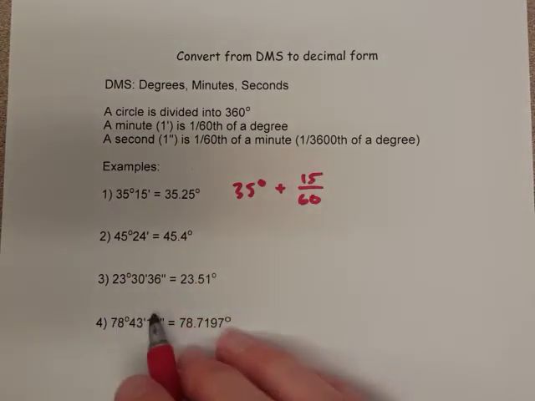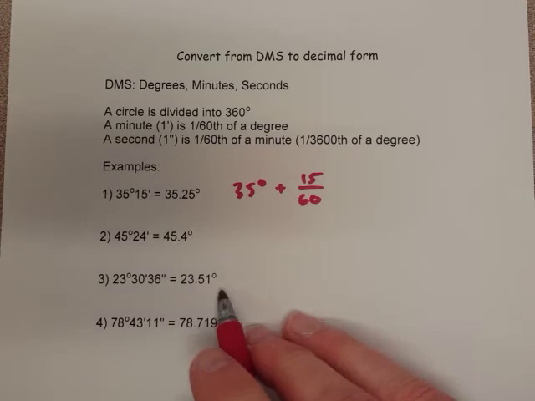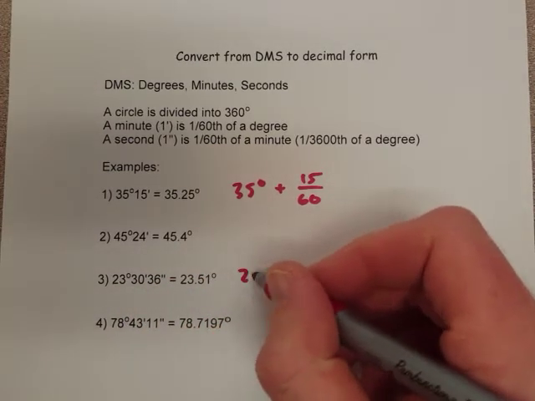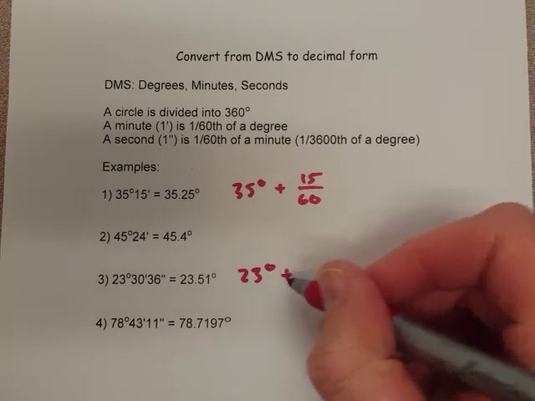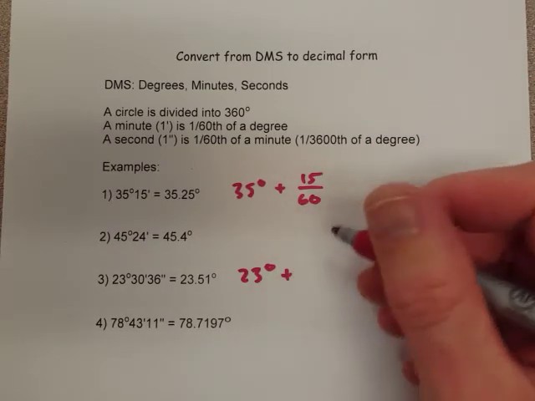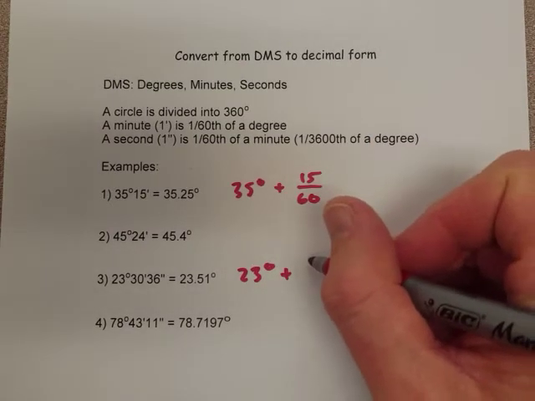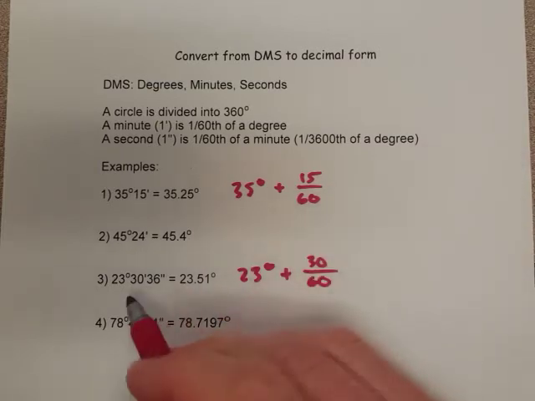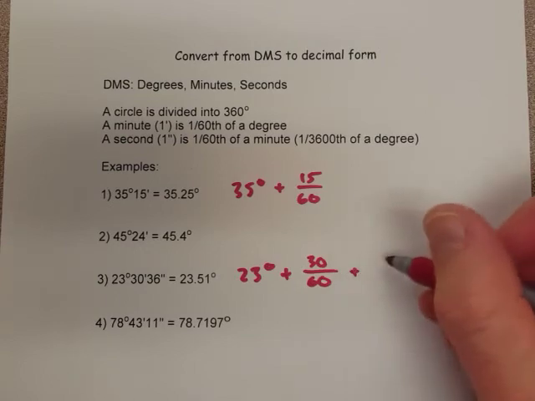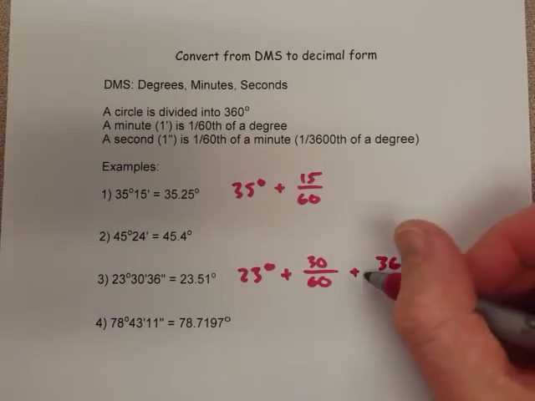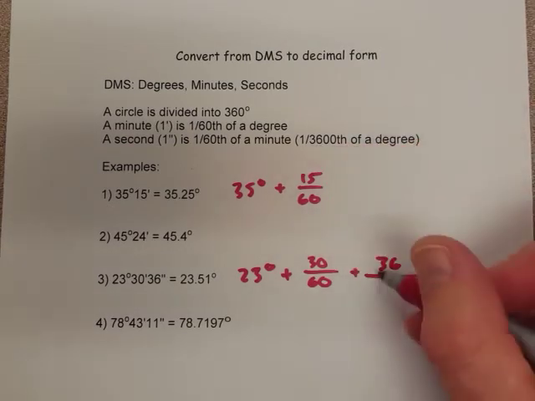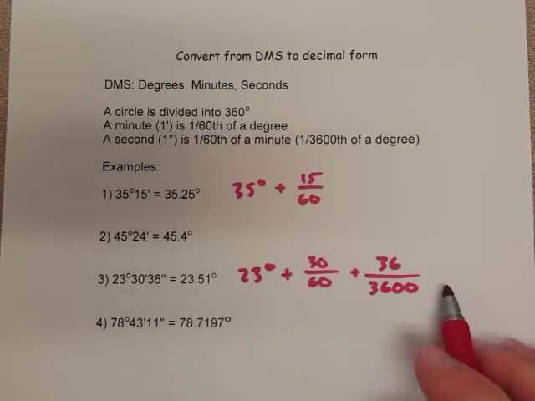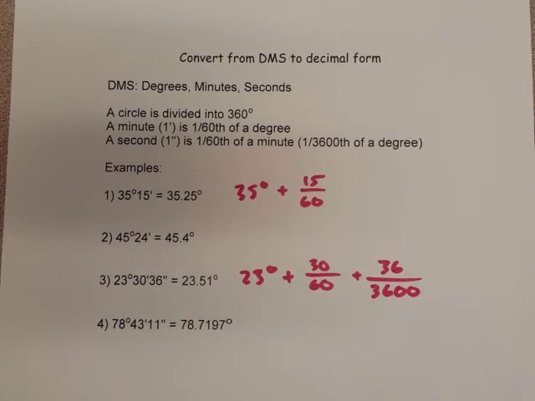When we're talking about something like this down here, where we have seconds also involved in it, so number 3 would be like 23 degrees. And then as far as minutes go, that would be 30 over 60, because there are 30 minutes. And then there are 36 seconds, and that's 1/3600th of a degree, so that's 36 over 3600. And then once you have the fractions, you just add them together and you get the decimal number for it.